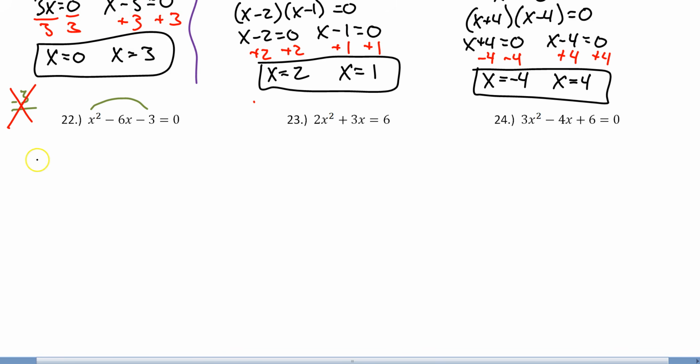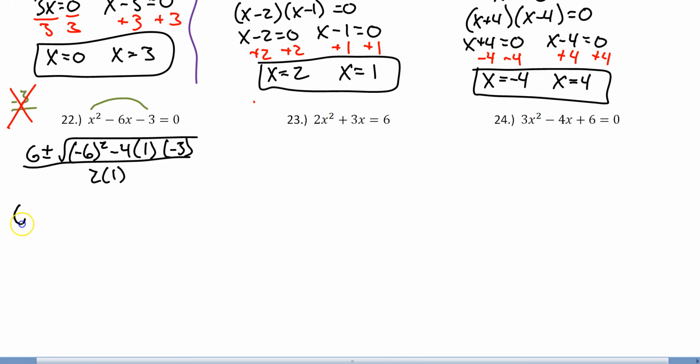formula. Okay? So quadratic formula, opposite of b, plus or minus the square root of b squared minus 4 times a times c, all over 2a. And from here I just do a little bit of simplifying. So here I've got the 36, and then this guy gives me a plus 12 all over 2. I keep simplifying. That gives me plus or minus the square root of 48 over 2.